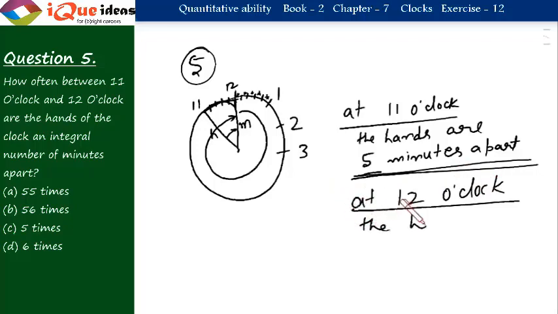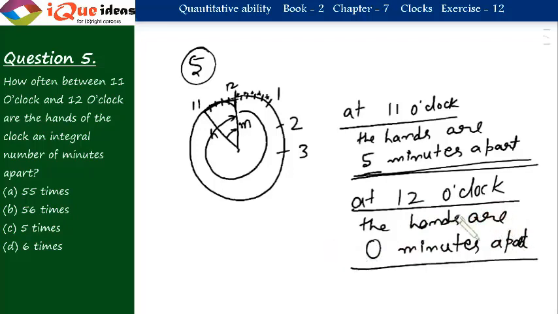I can say that the hands are 0 minutes apart. Please note these things very, very carefully. At 11 o'clock, they are 5 minutes apart. At 12 o'clock, they are 0 minutes apart, right?